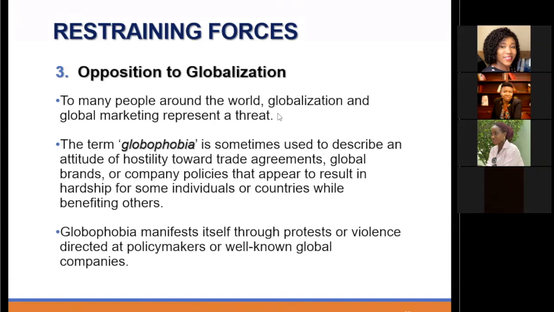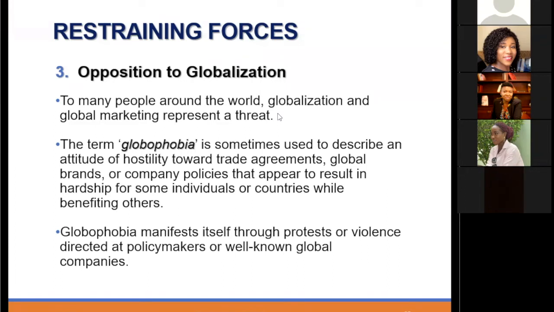So this kind of opposition from those who are against translates into what we are discussing here in terms of globophobia. People are not really on board with opening up our economies to all these foreigners to come in with their investments and do all this business. They see it as a dilution of our culture, of our economy, of our way of life and doing things. And this is a huge restraining force when it comes to global marketing.